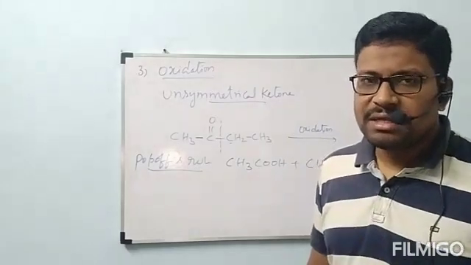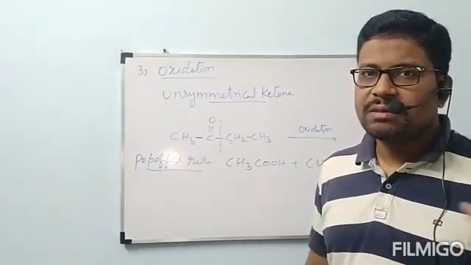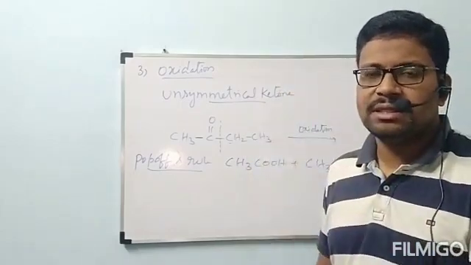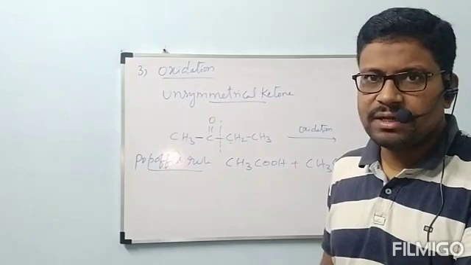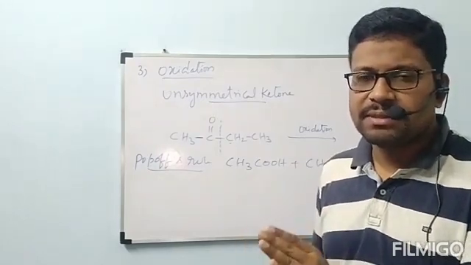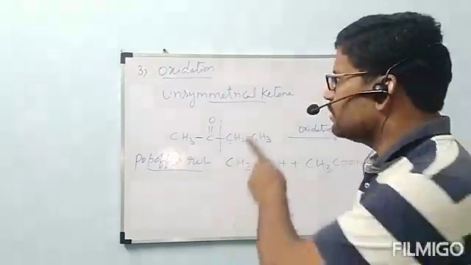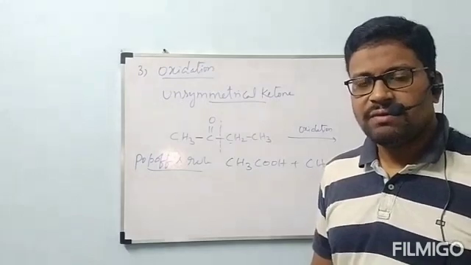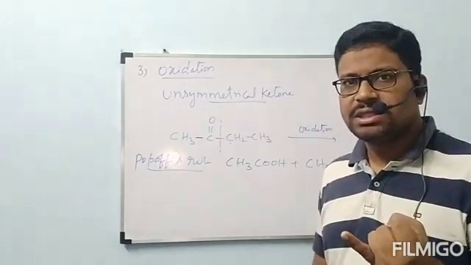If they don't ask for any major product, immediately we can write all the possibilities: C1 C2 bond cleavage as well as C2 C3 bond cleavage. By that, we get a mixture of carboxylic acids, and all of them we have to represent clearly. That is about unsymmetrical ketone oxidation.